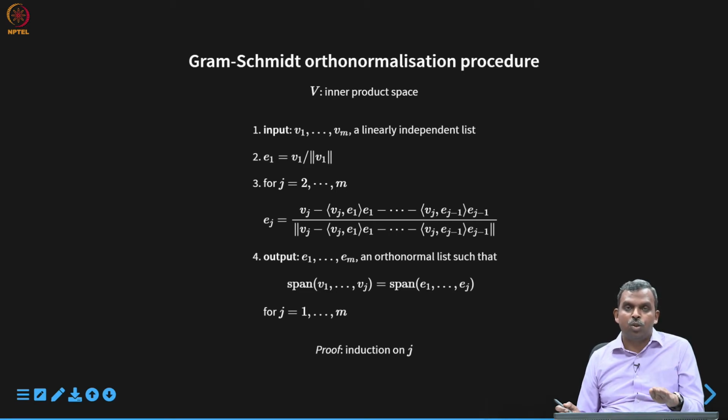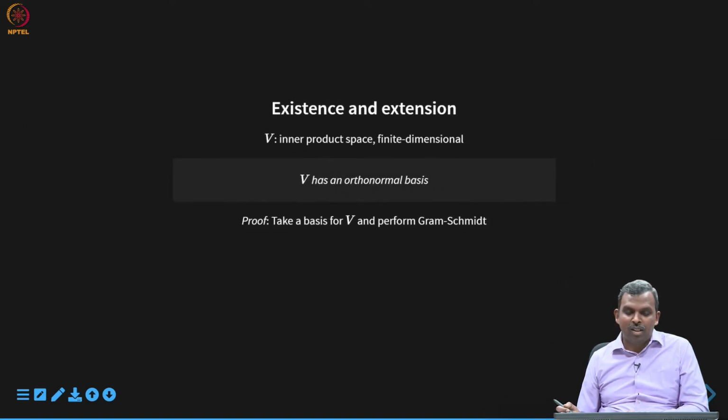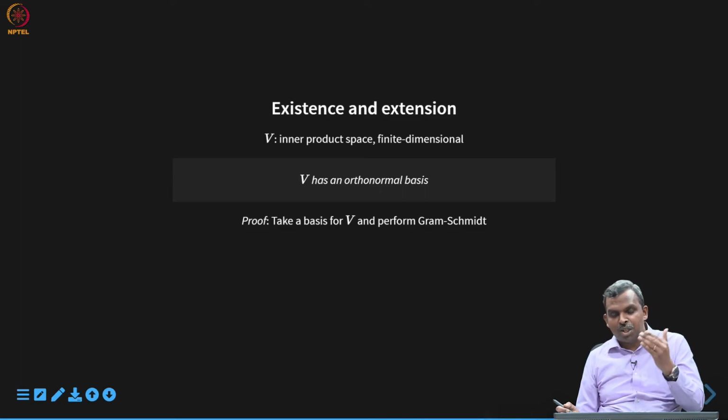So this shows you that there are orthonormal sets of vectors that you can easily generate given a linearly independent set. We know there are linearly independent sets, so you take linearly independent sets, and from there you can generate orthonormal sets. That is very nice. So this also gives you many more results, particularly about existence and extension possibilities.